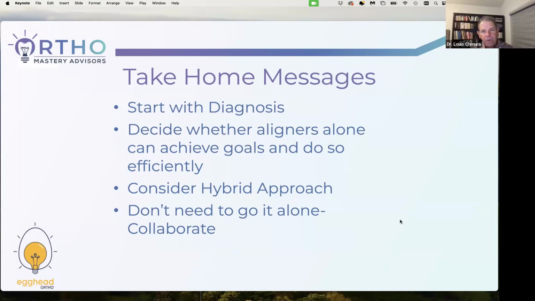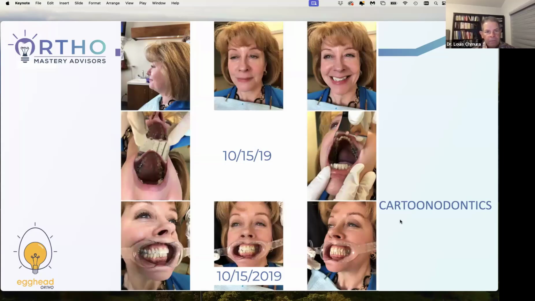So it may be Motion to take care of the class 2 or some other class 2 correction. It may be an expander of some sort to fix the skeletal transverse problem, and then use aligners. Then it makes all kinds of sense. So the hybrid approach, in my mind, is the way to go. Not only from a better treatment result standpoint, but from a being able to treat more cases standpoint. And you don't need to go it alone. You can collaborate.